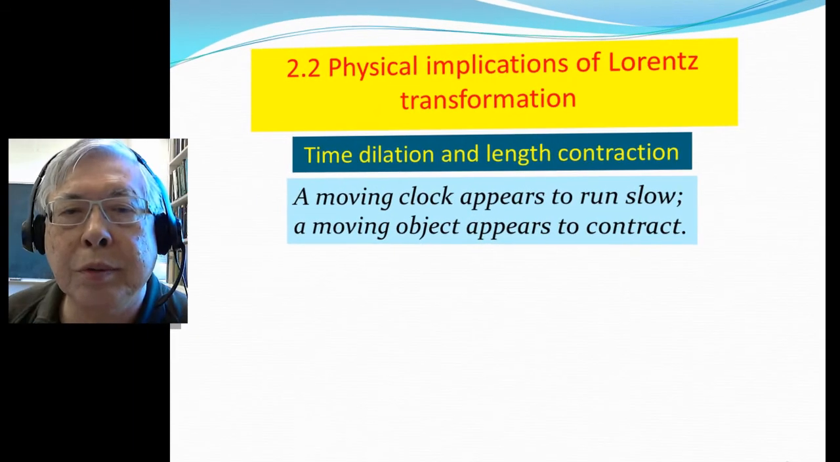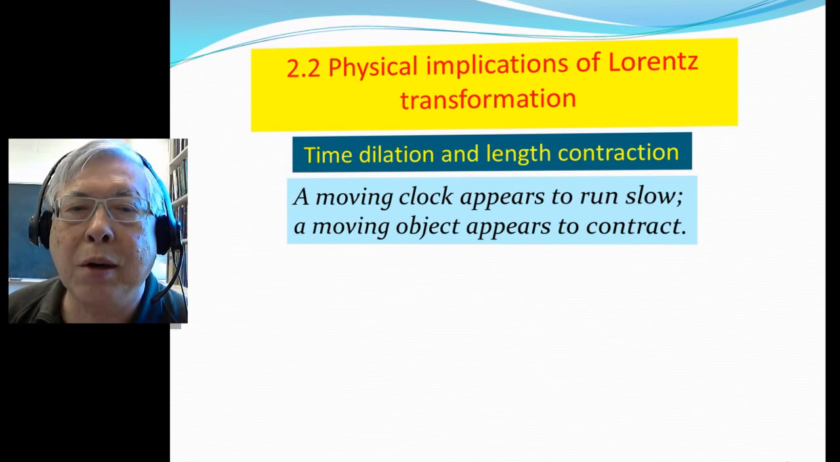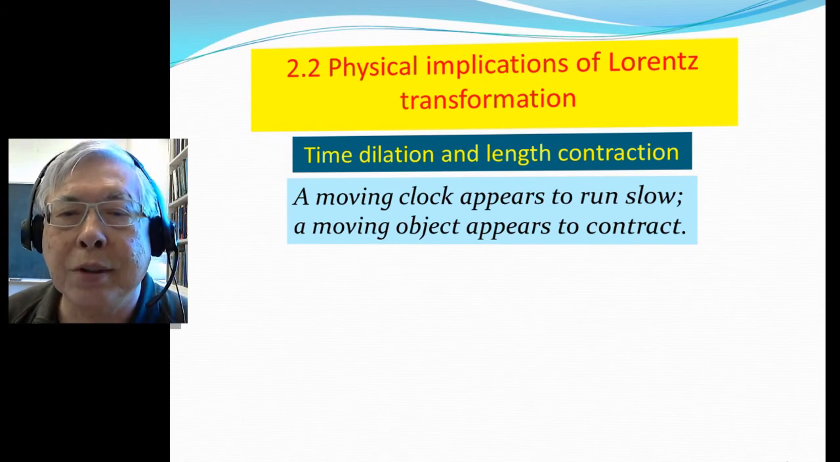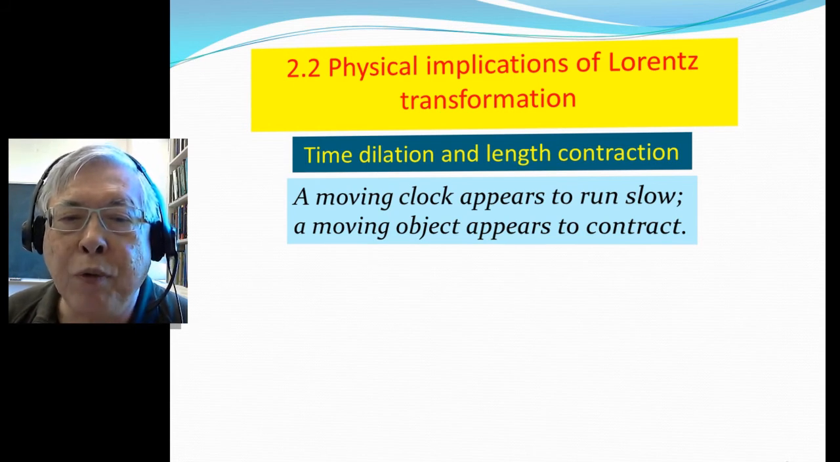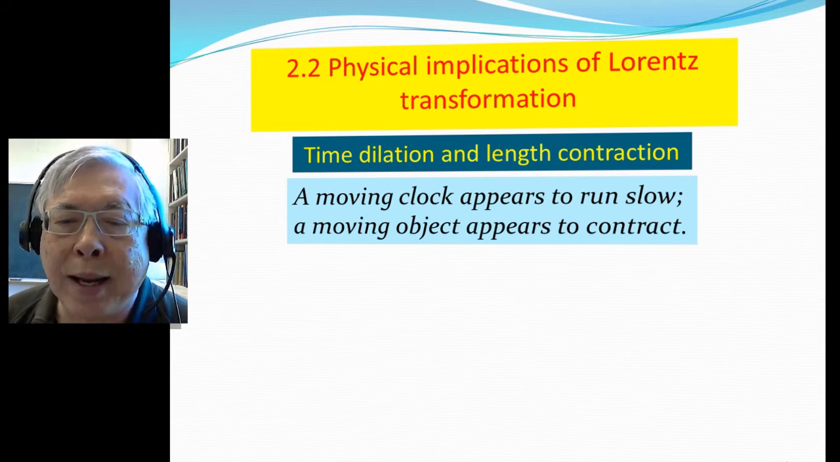So now we have written down the Lorentz transformation. Now we're going to see the physical implications of such a transformation. In particular, we're talking about what's called time dilation and length contraction. It means a moving clock appears to run slow and a moving object appears to contract.